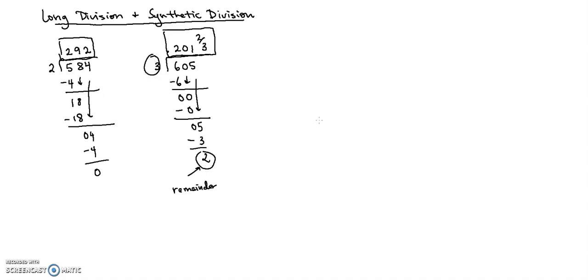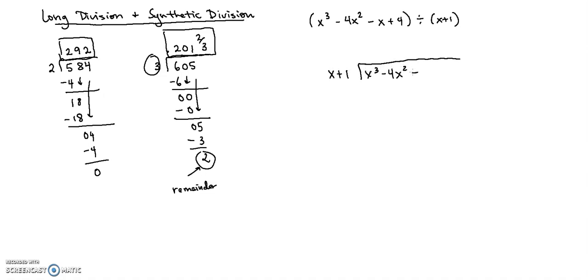Okay, so now let's look at how this works with polynomials. So let's say that we've got x cubed minus 4x squared minus x plus 4, and we are going to divide by x plus 1. Okay, so we're going to set it up as a long division problem the same way. So we've got x plus 1 going into x cubed minus 4x squared minus x plus 4. Now when you set this up, you've got to make sure that you don't have any terms missing. Like if you were missing an x squared term or an x term, you'd have to worry about that. We'll do that in the next problem. We're not missing any terms in this one, so we can go ahead.